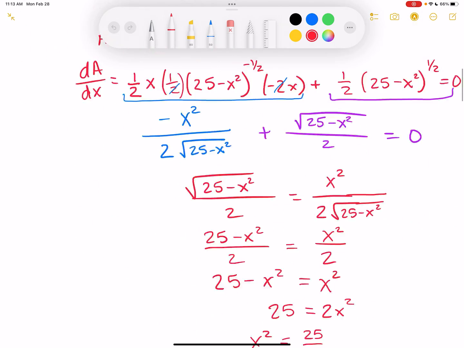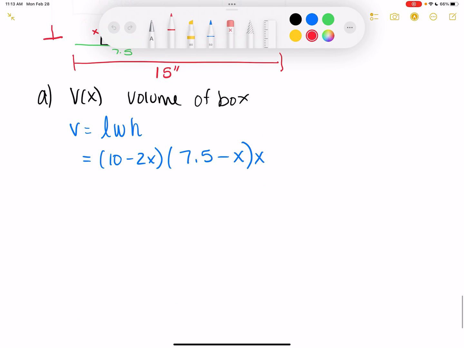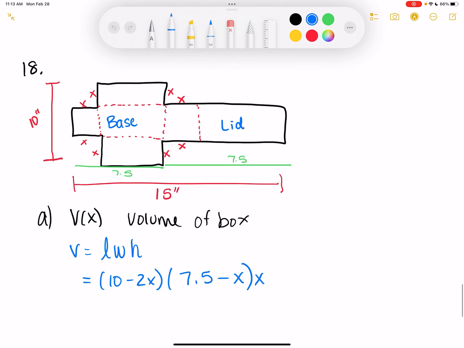All right, so picking back up. So we were doing this problem. We had this box. We're optimizing the volume of the box, trying to figure out what the max volume is for the box.